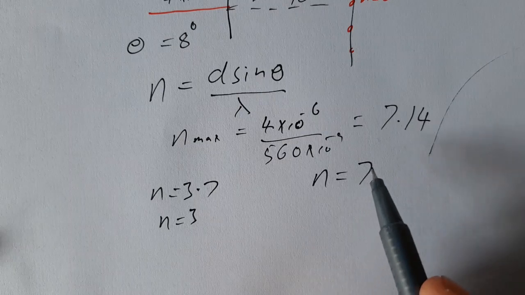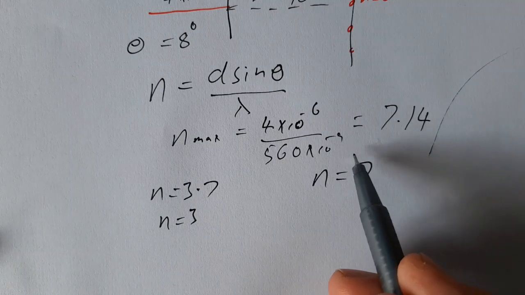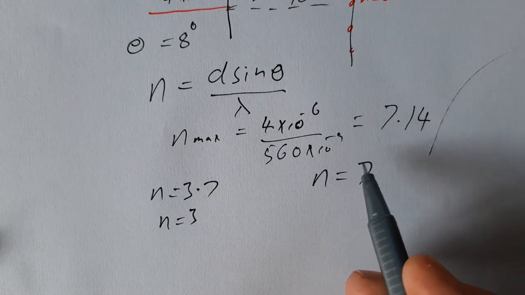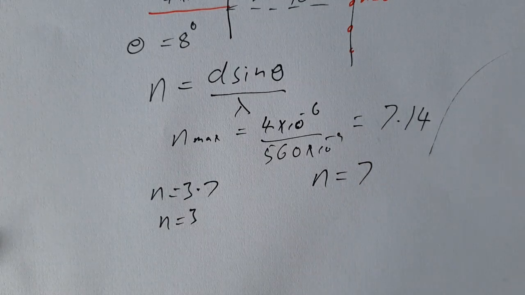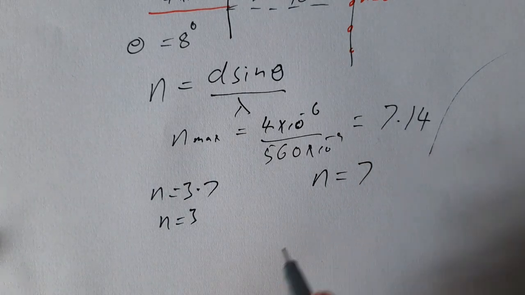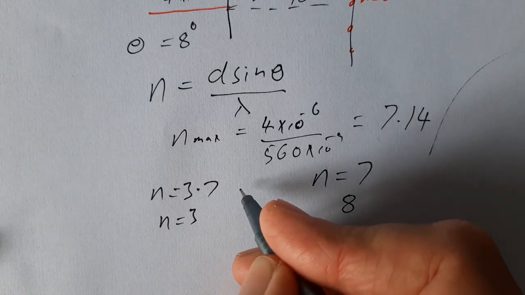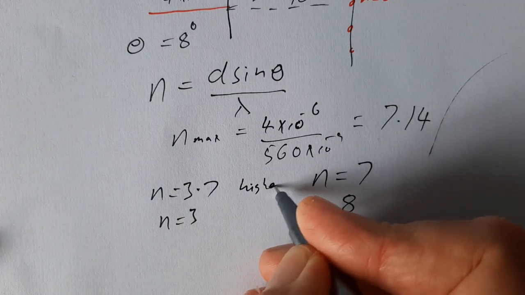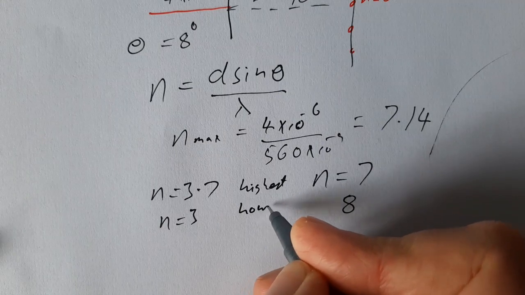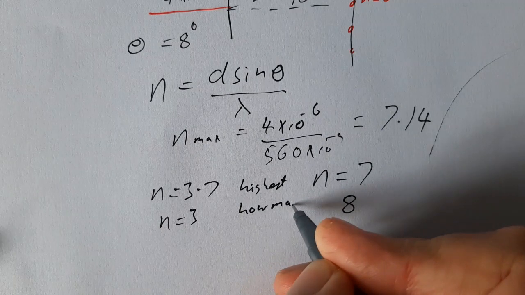So if we're asked how many orders will be visible, or sorry, what will be the highest order visible, the answer will be 7. If we're asked how many orders are visible, the answer is 8 because we've got 0 plus 1 to 7. So this is highest. This is how many orders.